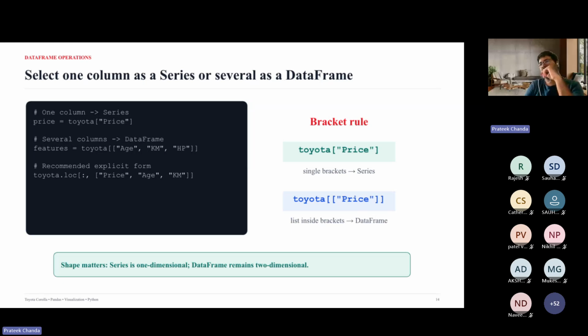So there, what I can do is Toyota, and then within that, I pass a list of sub columns like age, KM, and HP. So it gives me a 1436 cross 3 data frame, because the rows are retrieved only corresponding to the three columns from the data frame. And so these are different ways to retrieve information from the data frame itself.